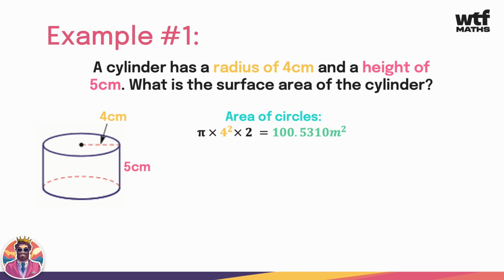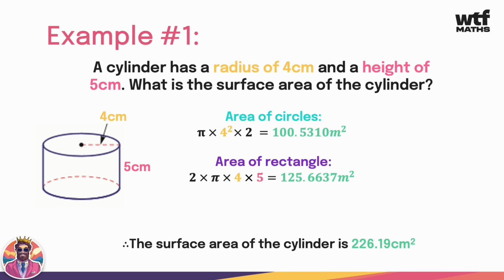Now the next thing I want to do is find the outside area or the area of the rectangle. So I'm going to have to do 2 times pi times 4 times 5. And this will give me my area of the rectangle. And then finally, if I add these two together, I'll get my answer. So overall, the surface area of this cylinder is 226.19 centimeters squared. So I had to find 2 circles and then do the 2 times pi times radius times height for the rectangle and add them together.